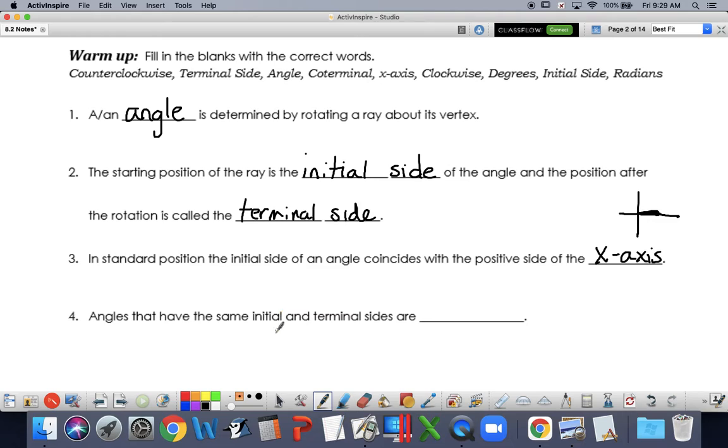Angles that have the same initial and terminal sides are called coterminal. That's one of our new words for today. You may not have heard that word before, but it basically means if your angle is either here or we rotate all the way around and then we still end up here, those are called coterminal angles.